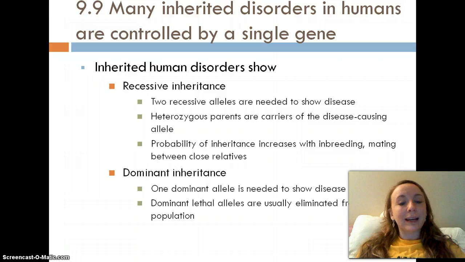Heterozygous parents will not have the disease or show symptoms, but they could be carriers. We talked about that in class a little bit already. They're carrying the allele of that disease, so they're going to be heterozygous.